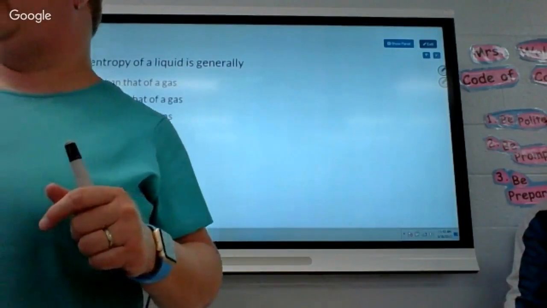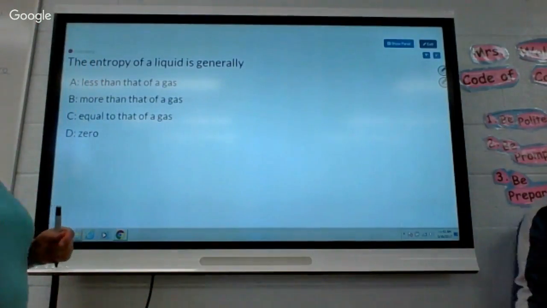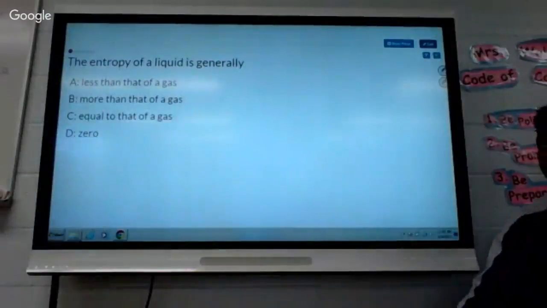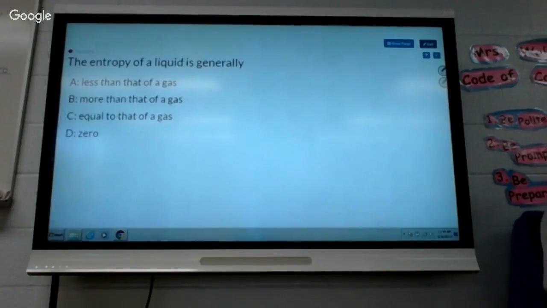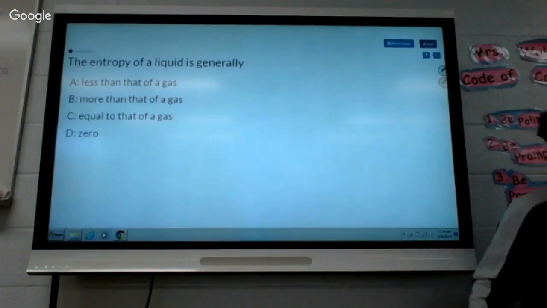It goes all the way back to when we started talking about solids and liquids. All right. The entropy of a liquid is generally what? What's the word entropy mean again? Disorder. So just substitute the word disorder and read it again.